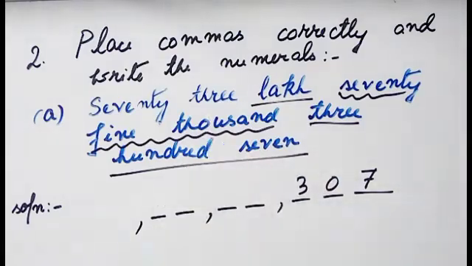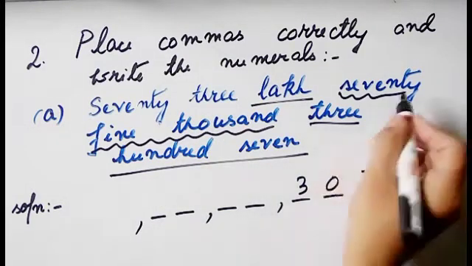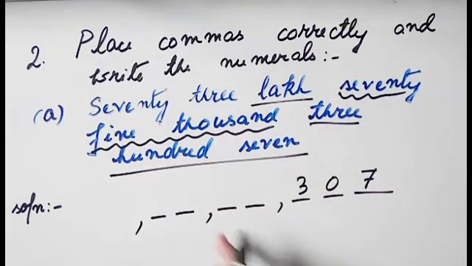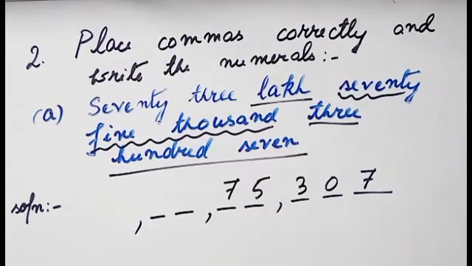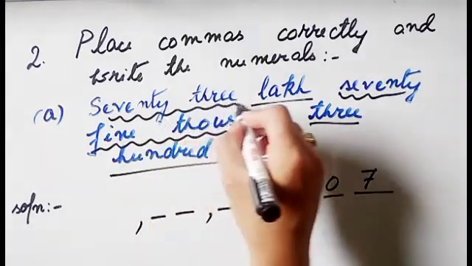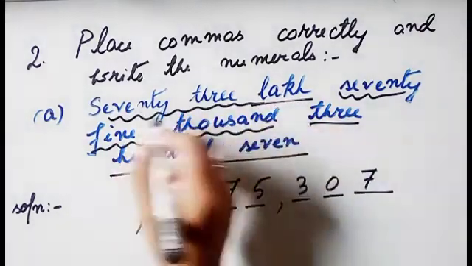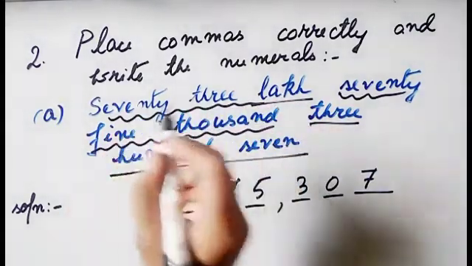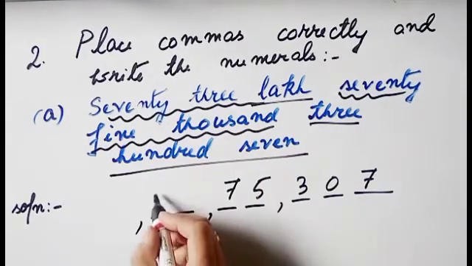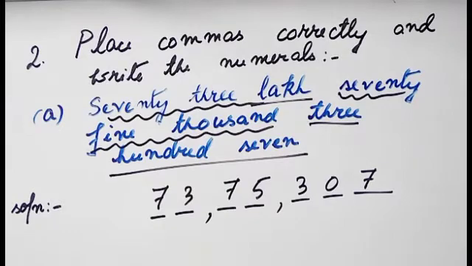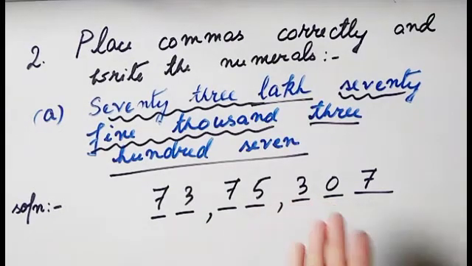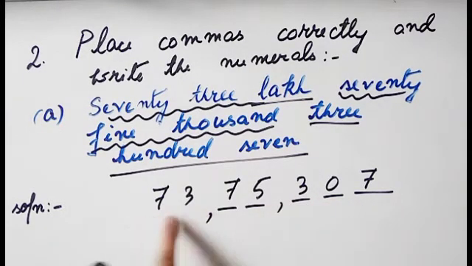Next we have 75,000. 1,000 means they are in thousands period, right? So 75,000. This is thousands period. 75,000. And finally we have 73 lakh. That means these are in lakhs period. So 73 lakh, 1 lakh, 10 lakh. 73 lakh. Understood, students? So that's how we are going to write the number name. And you can remove this blank.